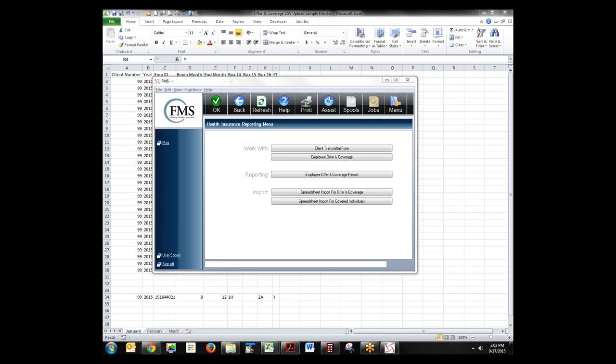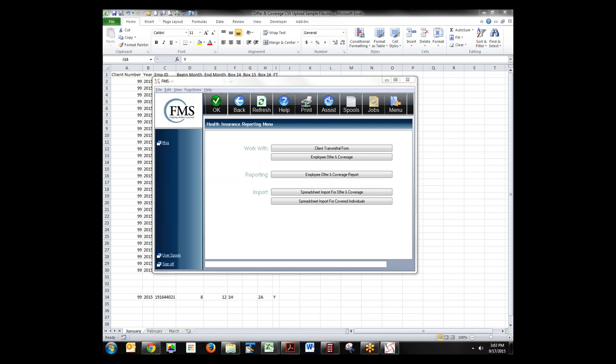Are you an ALE member? Do you have to comply? Do you have minimum value coverage? Is it affordable? Are you tracking your employees? But ultimately, it's that last part where you really need to start determining who got an offer of coverage in January. Let's just start there. Determine who got an offer, and then go month by month from there.